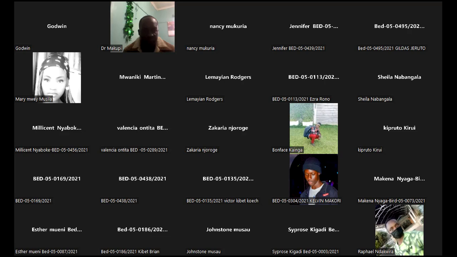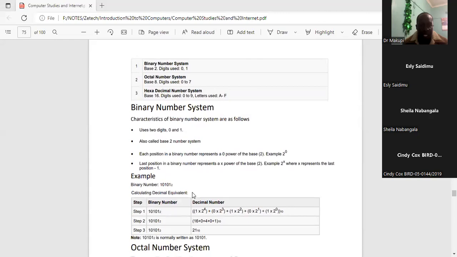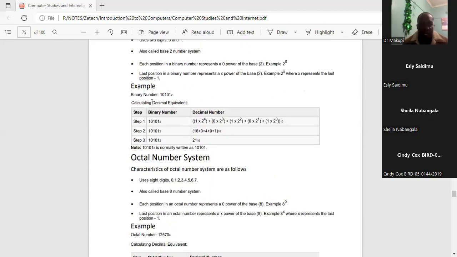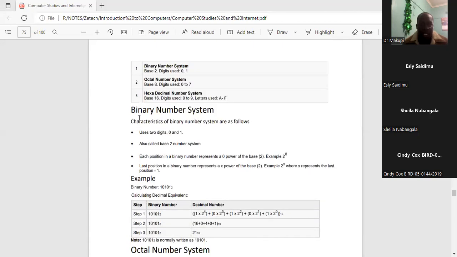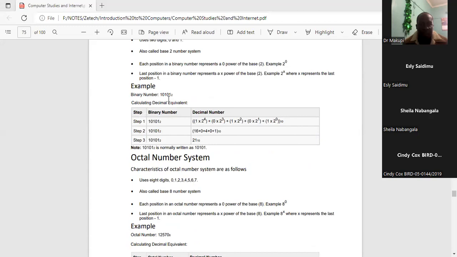Now I go back. So we were talking about this binary number. The most important thing you need to understand is how to be able to convert this. For example, you have been given the binary number 10101, and this is number 21. How do you convert this binary number to its equivalent decimal number? And be very keen because we'll be doing an assignment on this straight away. So I want to convert binary number 10101 to a normal decimal number.